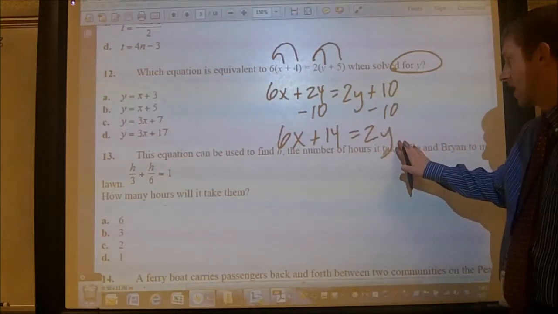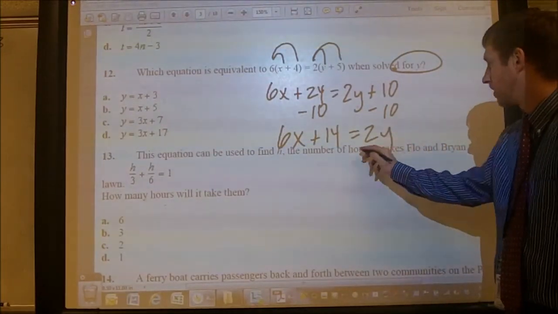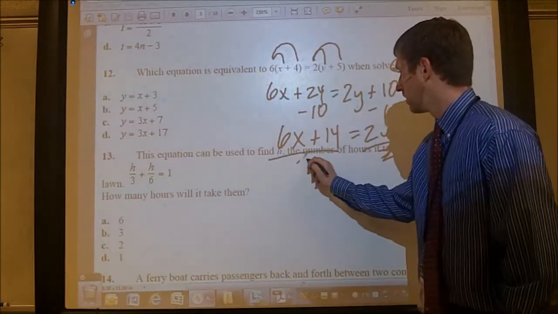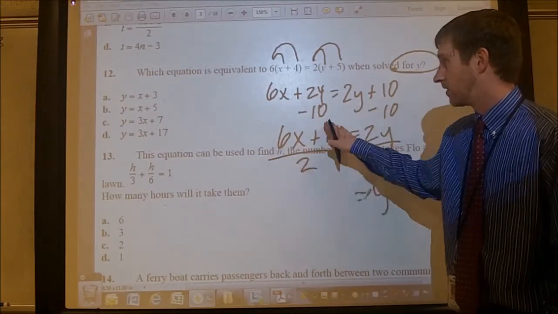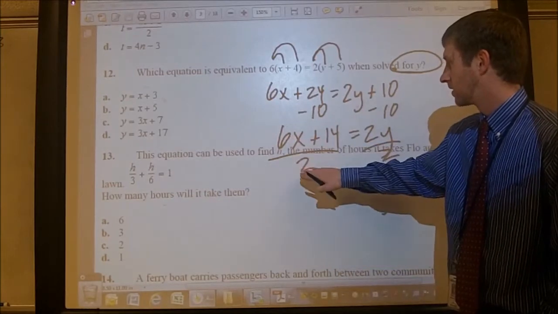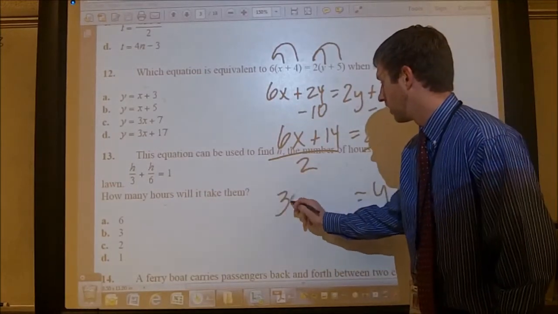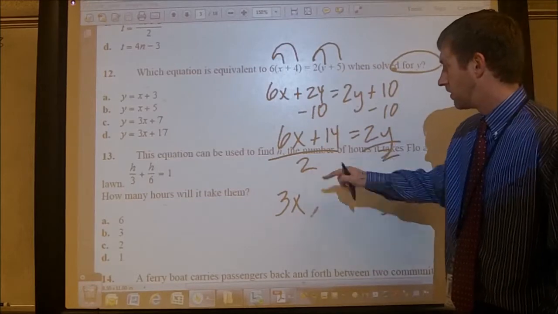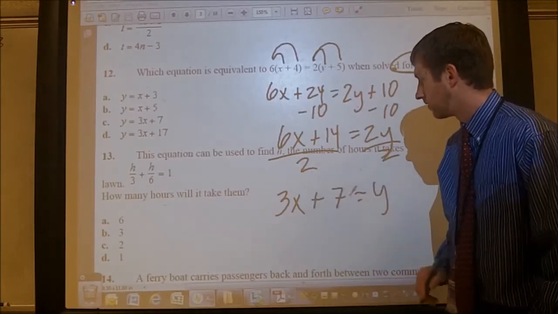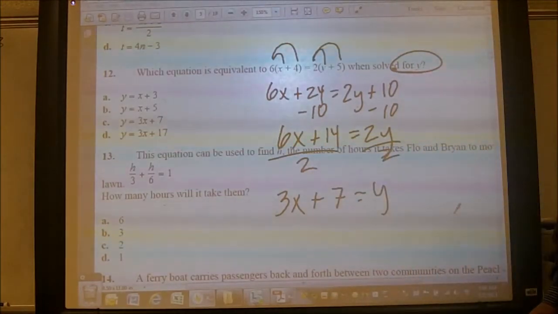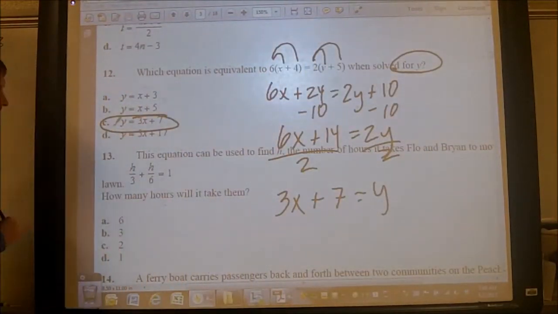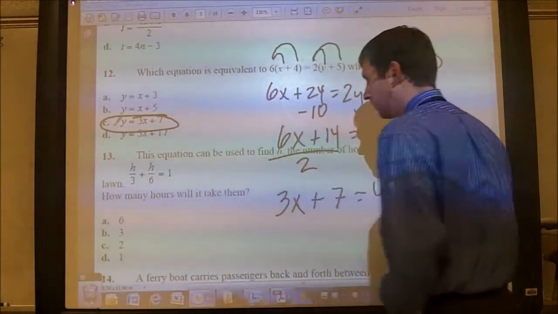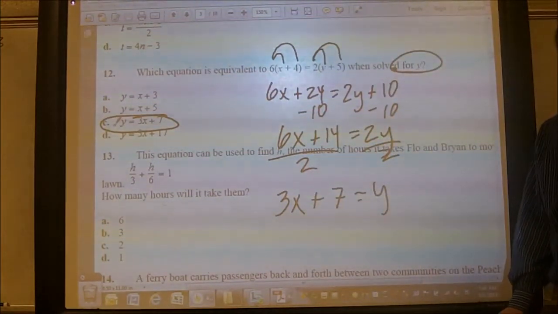Similar to the last problem, 2 times y, so I'm going to divide by 2 to get y. Over here again, I have to divide everything by 2. So 6x divided by 2 is 3x. 14 divided by 2 is 7. So I've got 3x plus 7 equals my y, and I see again, it is C. So, good.